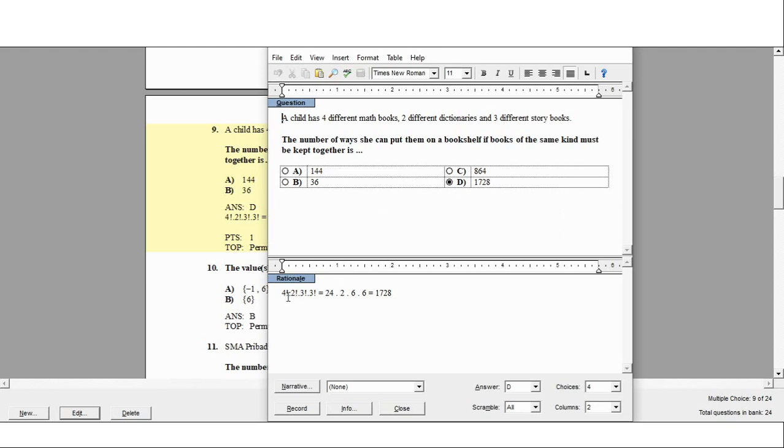So if we multiply all together, we get 1728 as the number of arrangements for this problem. Okay.